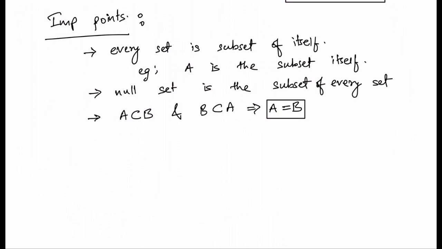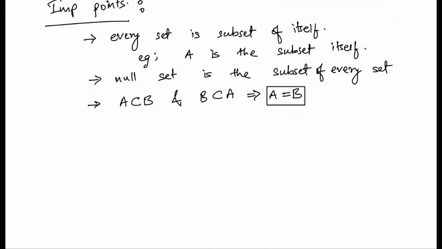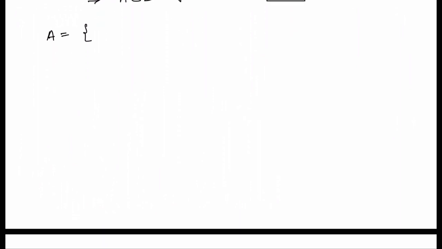Next, we will see how to find out the total number of subsets possible. For that, we will take an example. Let me say that a set A is given to you that has elements 1, 2. Okay. We have to write all the subsets.